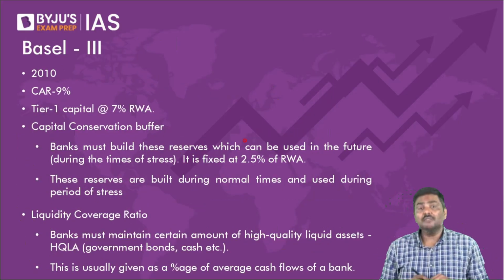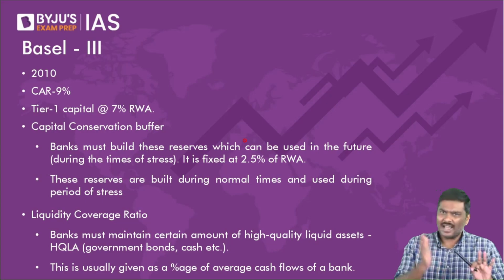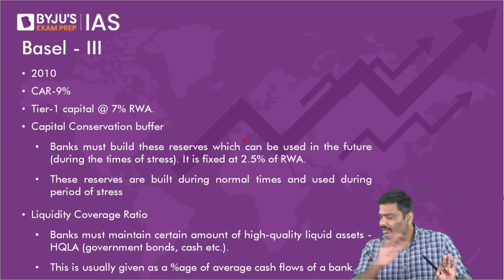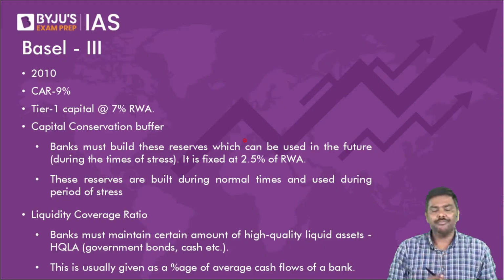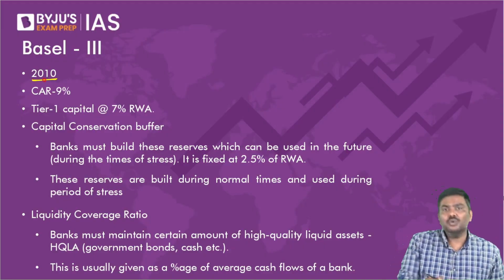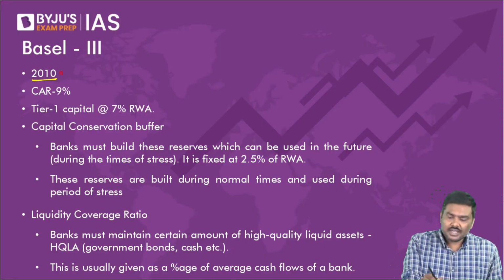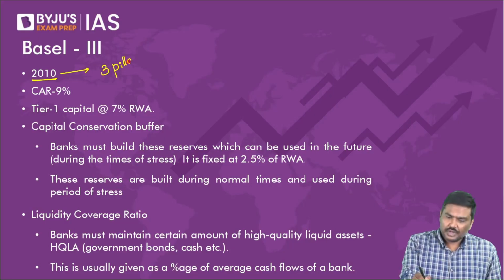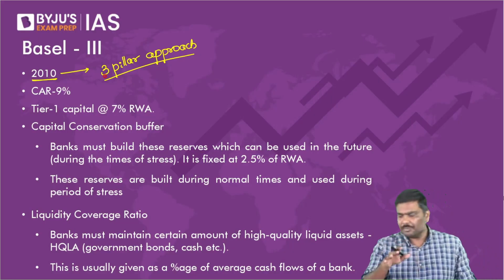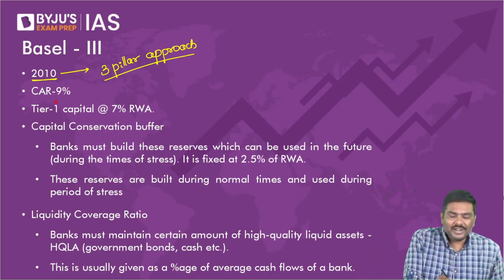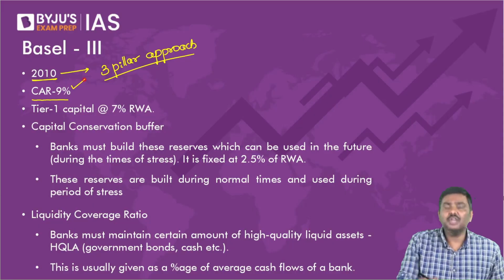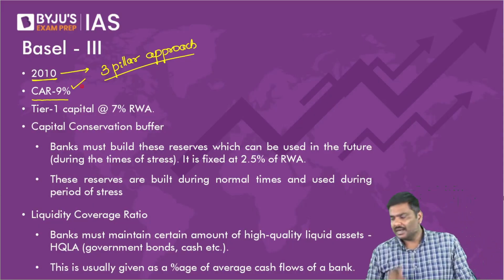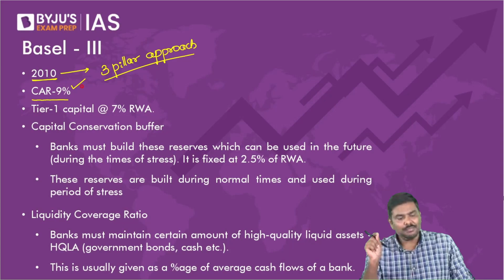Now, finally, under Basel III. Last one is Basel III. After that, we do not have Basel IV. Basel III was introduced in 2010. Under this, we continued with the concept of the three-pillar approach. Even today, under Basel III, we have the three-pillar approach. Point number 2, capital adequacy ratio is 9%. Under this, CAR is 9%.